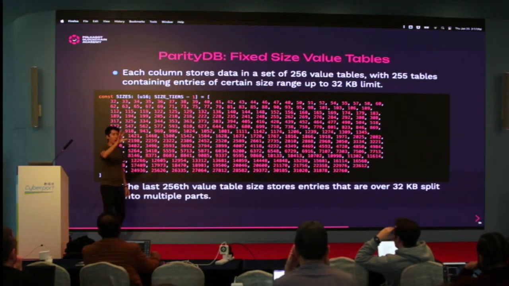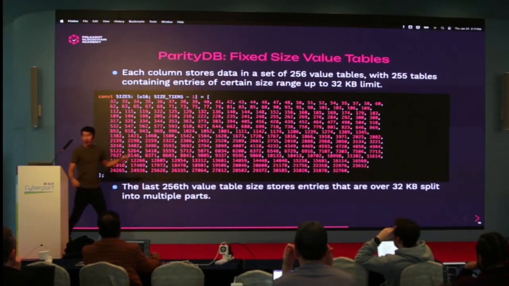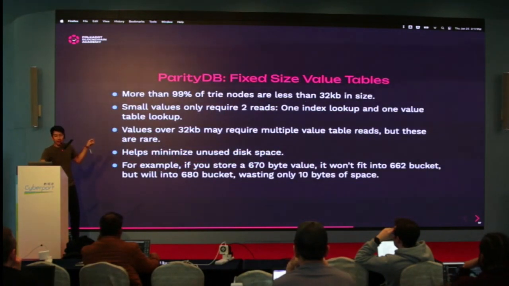So if you have, okay, I want to store an 8 kilobyte file in your thing, we find the right bucket, we put it there. And that means that when you want to retrieve that item, we only really need 2 reads. We look up the index and then the actual value in that bucket. It's very fast to grab that value.